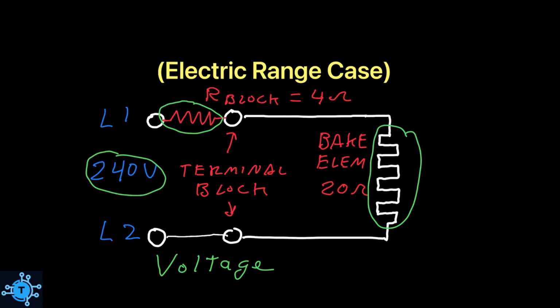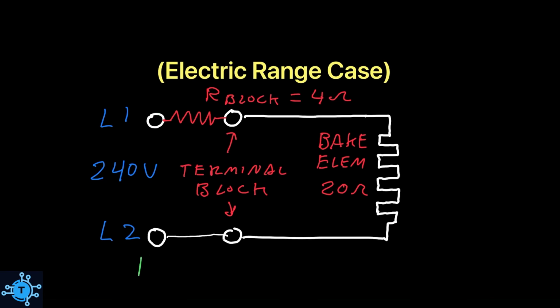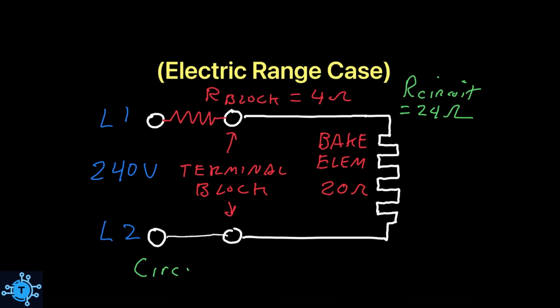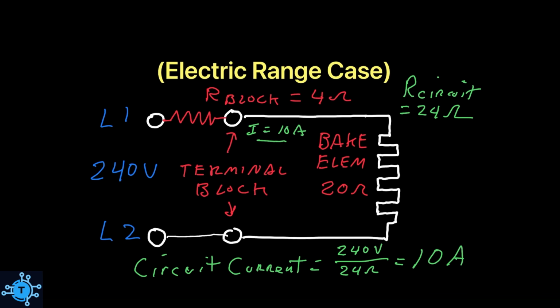What we have here is actually a voltage divider. So some of the supply voltage will appear across the element while the remainder will be lost across the terminal block's loose connection. Let's find out what they are. First, we can easily determine the circuit resistance, which is what we will call R block plus R element, for a total resistance of 24 ohms. This dictates our circuit current, which is simply the supply voltage divided by the resistance, or 240 volts divided by 24 ohms, or 10 amps.